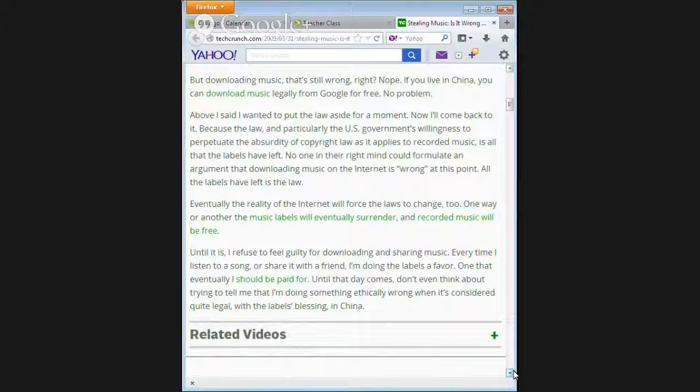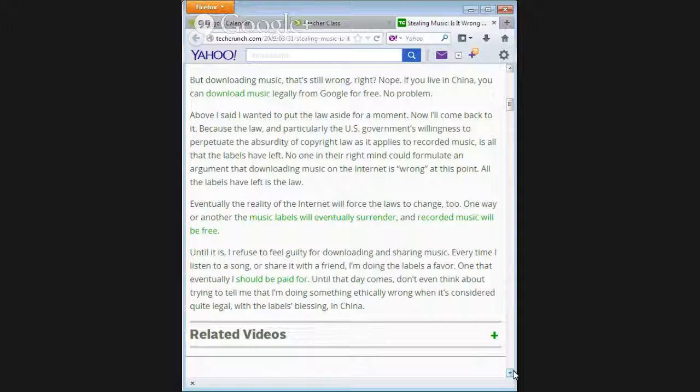Because the law, and particularly the US government's willingness to perpetuate the absurdity of copyright law as it applies to recorded music, is all that labels have left. No one in their right mind could formulate an argument that downloading music on the internet is wrong at this point. All the labels have left is the law. Eventually, the reality of the internet will force the laws to change too. One way or another, the music labels will eventually surrender and recorded music will be free.